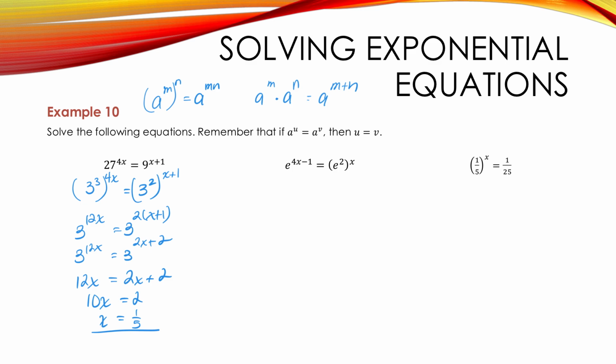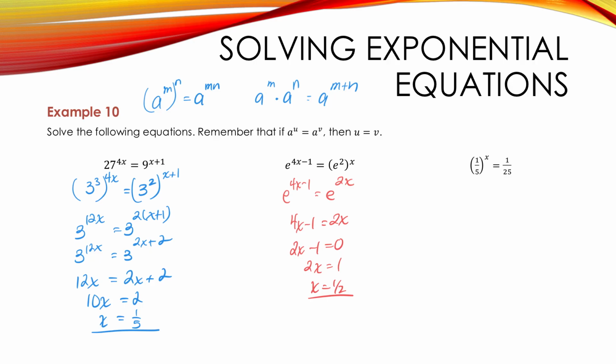So let's try another one. This one might be a little easier. I have e to the 4x minus 1 is equal to e squared to the x. So we can make this e to the 4x minus 1 is just equal to e to the 2x. And now, since they have the same bases, we can set their exponents equal. We get 4x minus 1 equals 2x. So subtract 2x: 2x minus 1 equals 0. Add the 1, 2x equals 1. x is equal to 1/2.